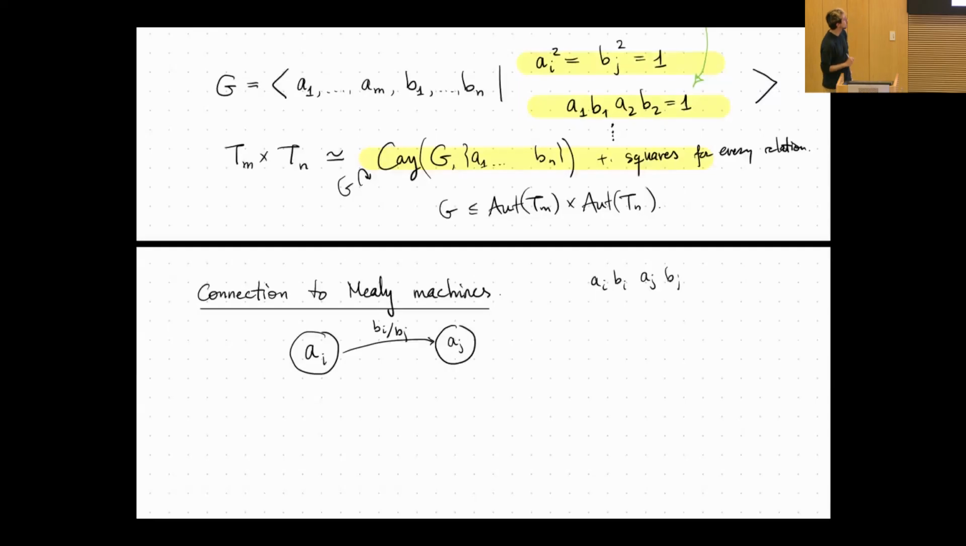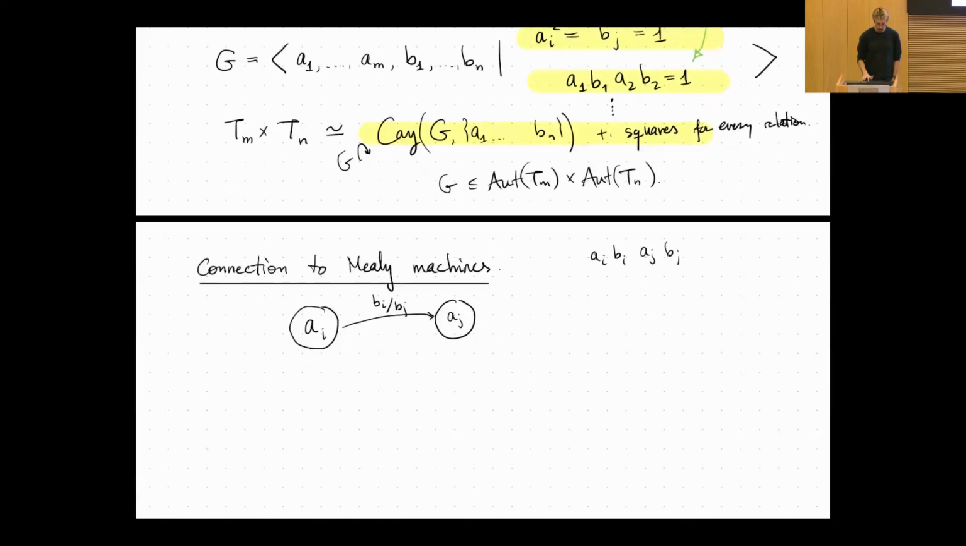And what's the connection between this Mealy machine and our product of trees? So in fact, you can read the action of A_i, which is an element of my group, on the tree corresponding to the B's. So let's say A was in T_m, so I'm looking at the action on the tree T_n, okay? And the action on the tree T_n would be exactly the action given by this Mealy machine on the tree of words in B_i.